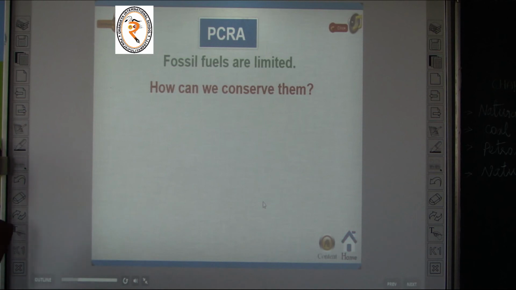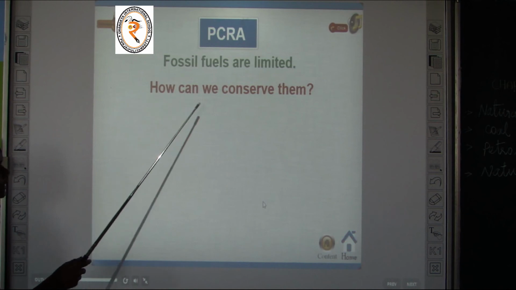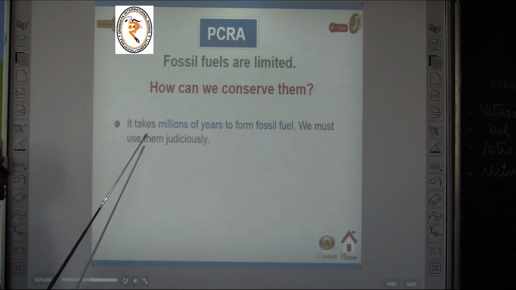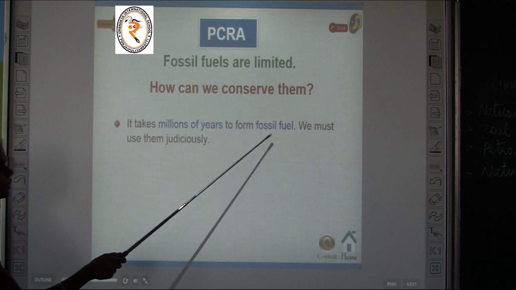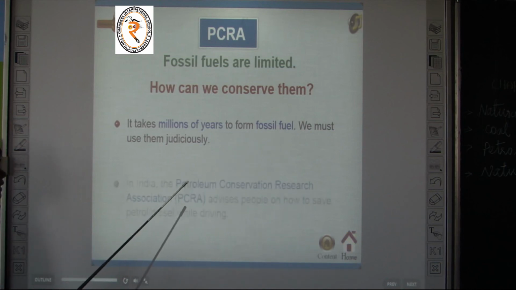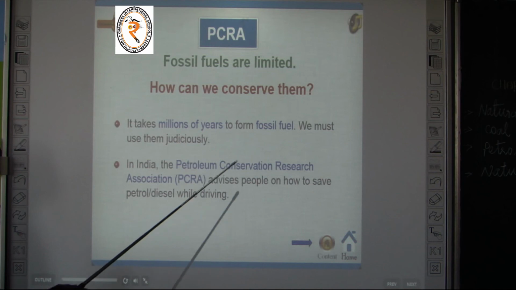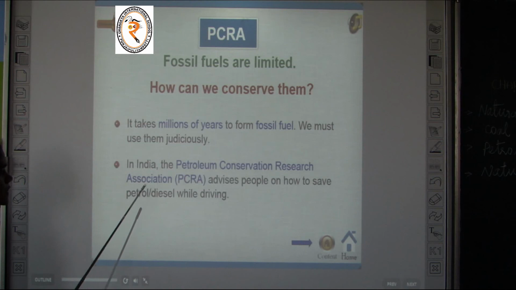See, next we will discuss about PCRA. What is called PCRA? See, how can we conserve them? It takes millions of years to form fossil fuel. We must use them judiciously. We can reduce the usage of the fossil fuels. In India, Petroleum Conservation Research Association, that is called PCRA. P, Petroleum, C, Conservation, R, Research, A, Association. PCRA advises people on how to save petrol, diesel while driving.